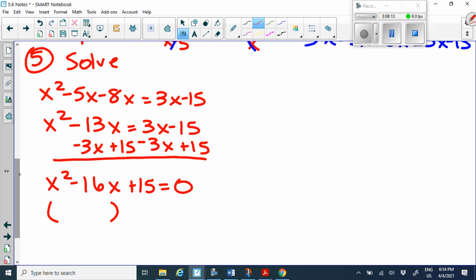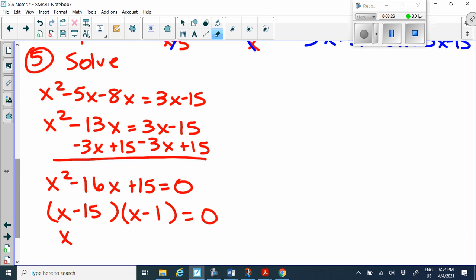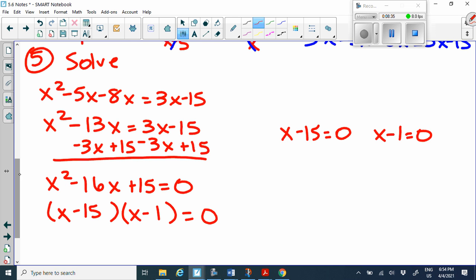So to factor this, the only two numbers that will multiply to 15 and add to negative 16 are negative 15 and negative 1. So now I set these equal to 0 and solve. I'm going to do it over here so I have more room. So x minus 15 equals 0, x minus 1 equals 0. So I get x equals 15 and x equals 1.